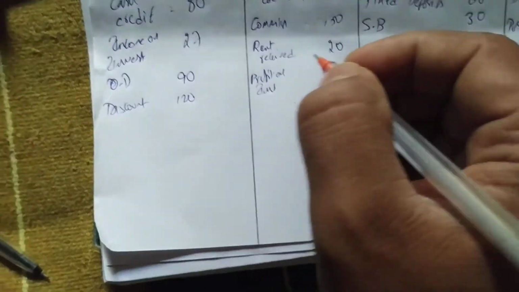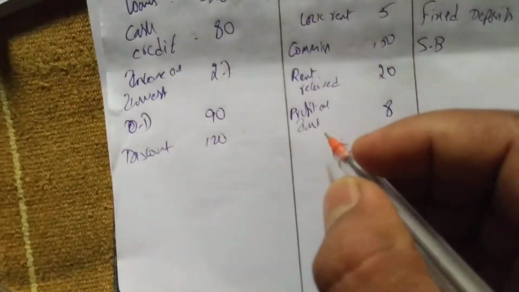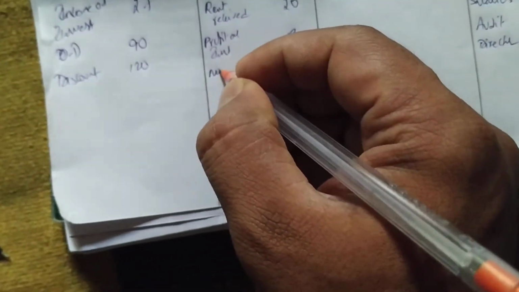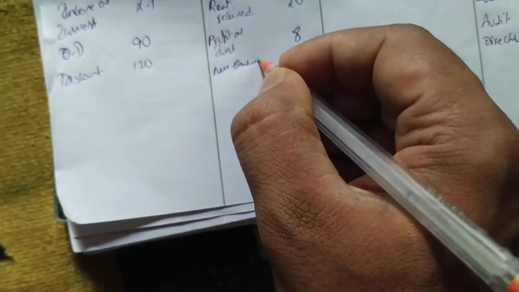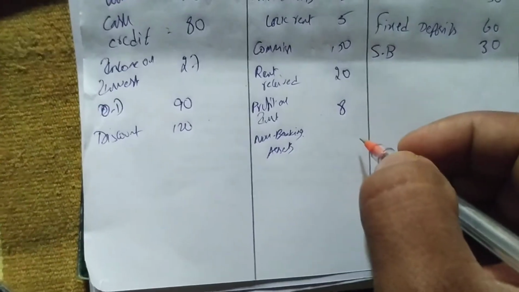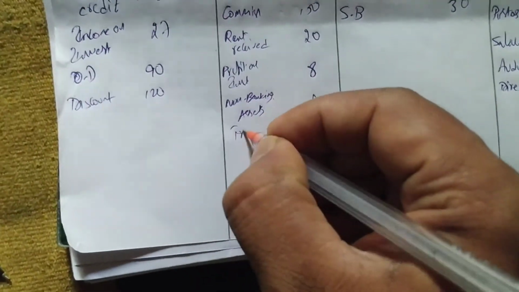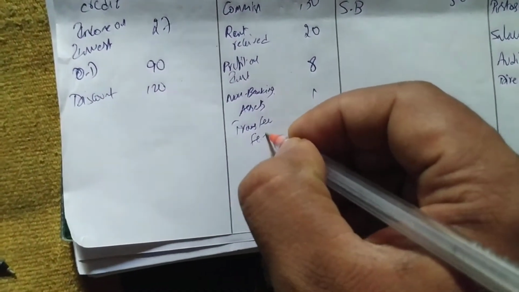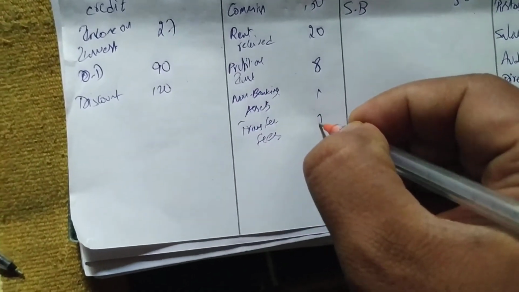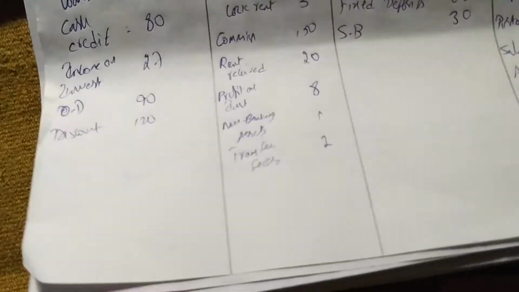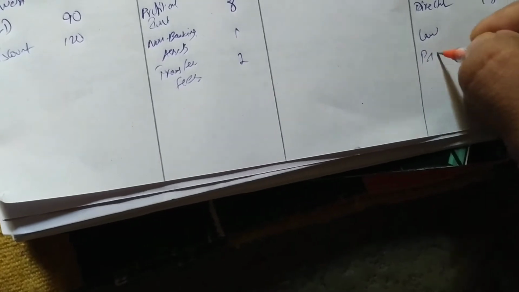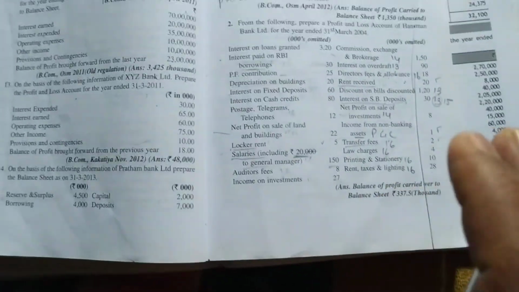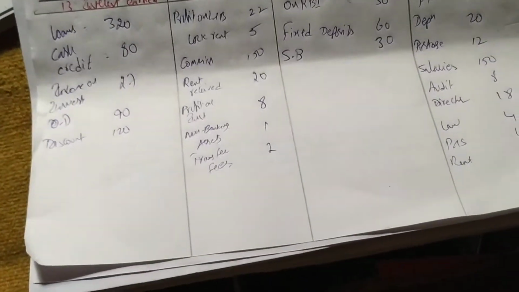Income from non-banking assets, that also we write under other income. How much is that amount? 1. Transfer fees also we write here, income for the bank. How much is that? 2. Law charges we are having, that we write under operating expenses. How much? 4. Printing and stationery, how much? 10. Last is rent, light and taxes, 28. So we have written the entire information which is given, schedule wise. Now we have to do totals and complete the problem.